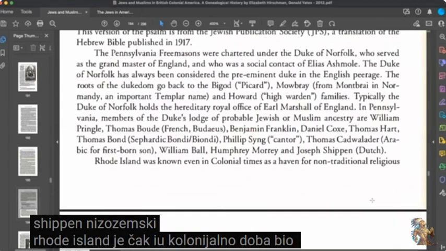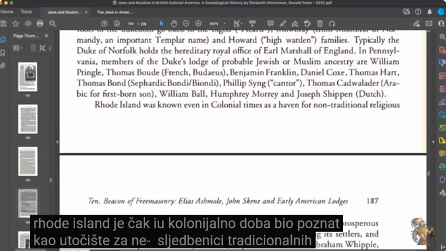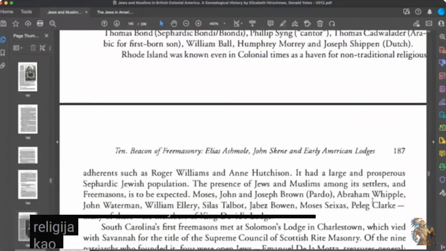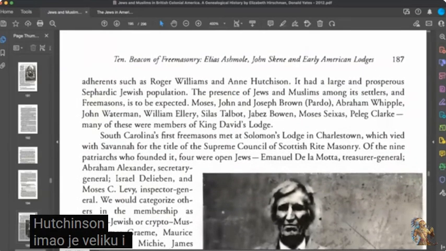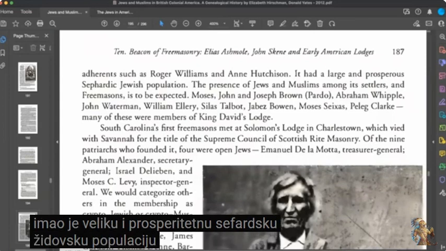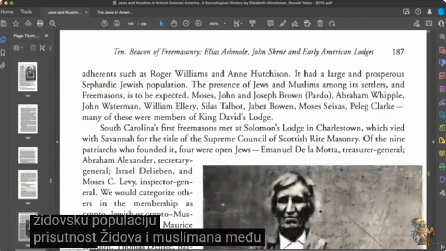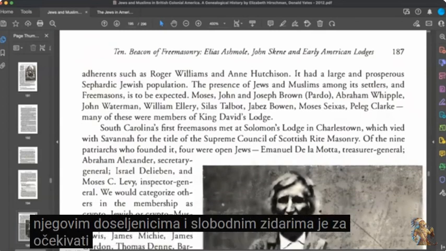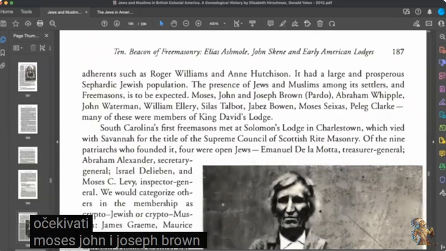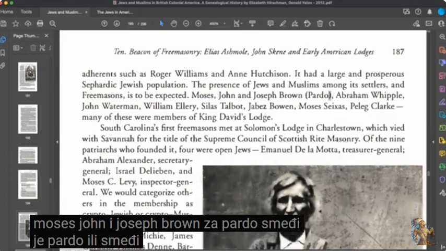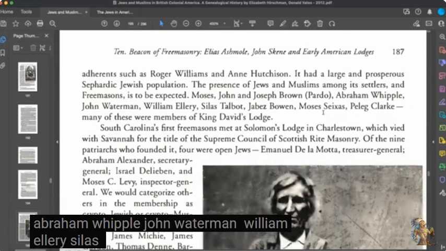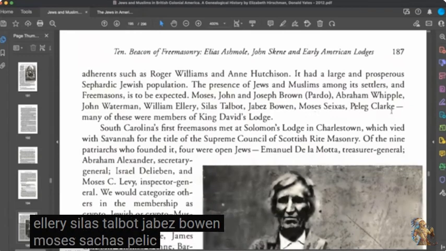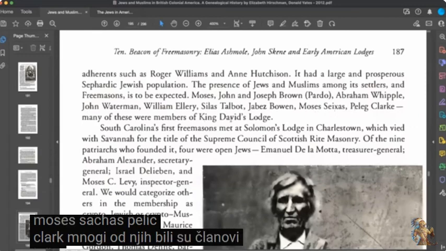Rhode Island was known even in colonial times as a haven for non-traditional religions. Adherents such as Roger Williams and Anne Hutchinson, it had a large and prosperous Sephardic Jewish population. The presence of Jews and Muslims among its settlers and Freemasons is to be expected. Moses, John, and Joseph Brown, for Pardo, Brown is Pardo or Brown, Abraham Whipple, John Waterman, William Ellery, Silas Talbot, Jabez Bowen, Moses Seixas, Pellick, Clark, many of these were members of King David's Lodge.